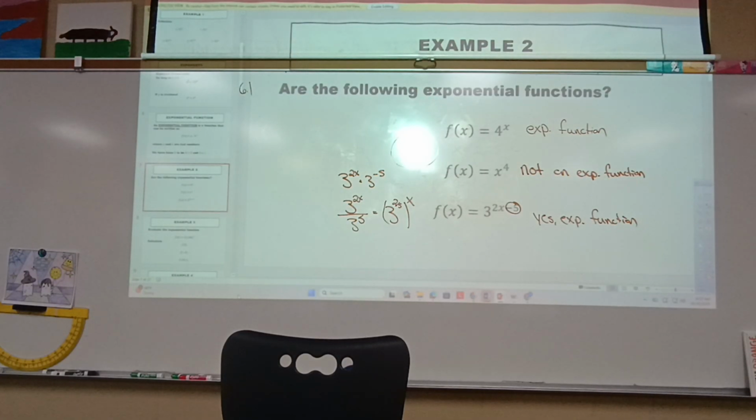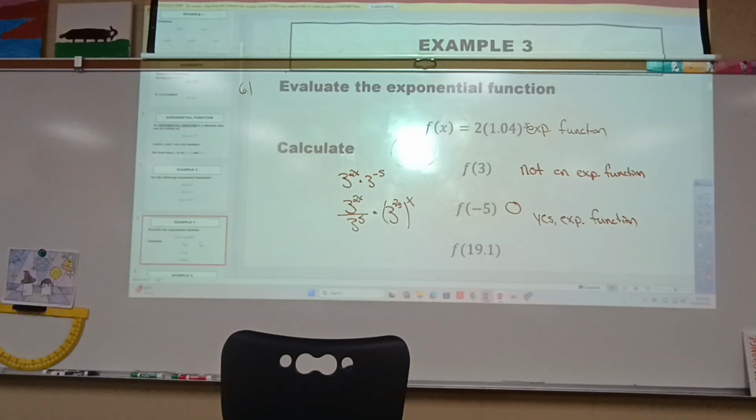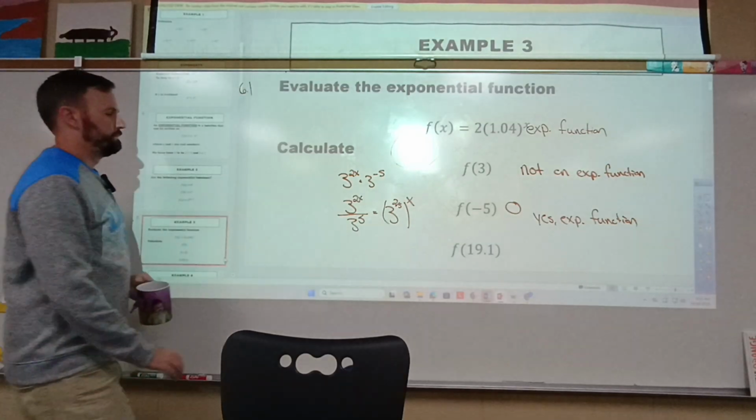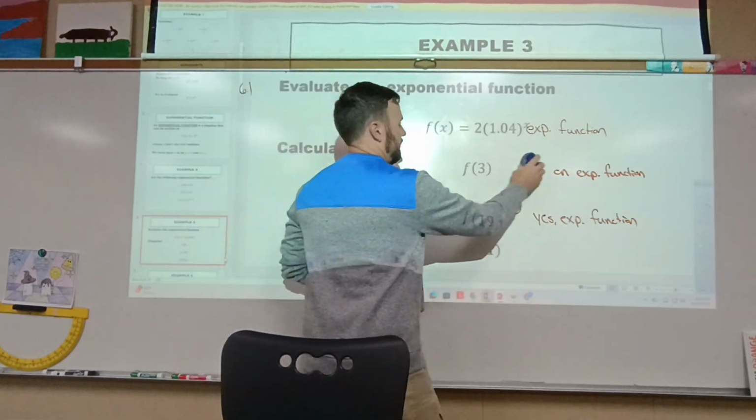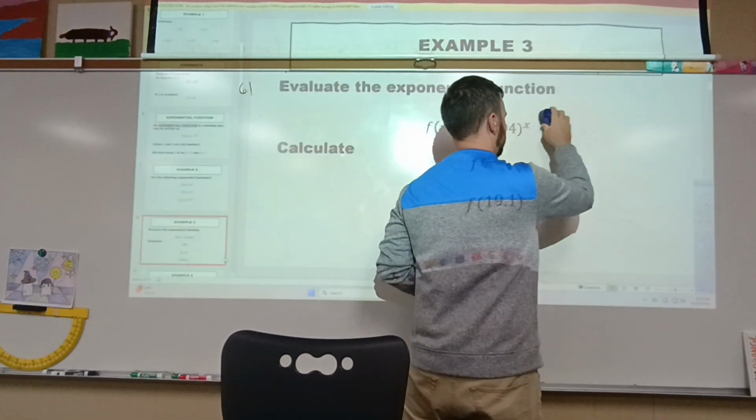Now, what if I add like a 2x to it? That's nothing, okay? It needs to just have a power. The x can only be in the power. All right. Evaluate them.